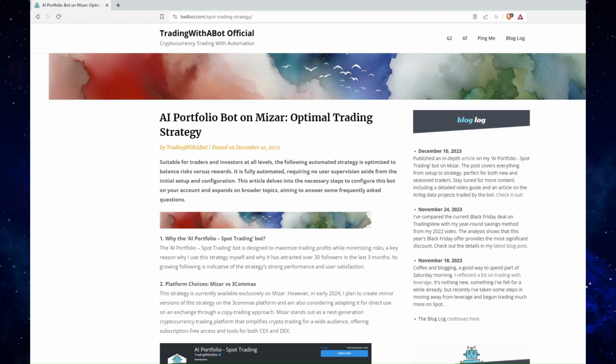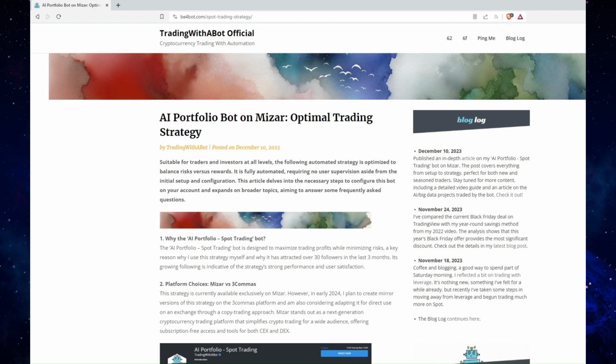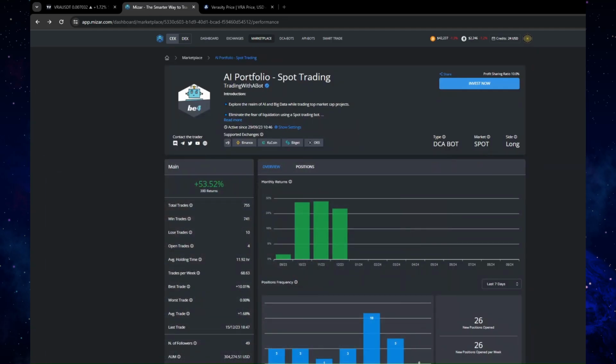So this strategy I call AI portfolio. Currently, I'm running this only on Mizar, but I do want to extend it to other platforms like TradingWithABot or even directly available on some exchanges. And it's running on spot, so there's no futures, no leverage. But it has shown pretty decent performance. So here's the Mizar interface.